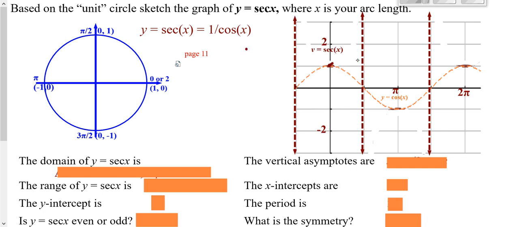reciprocal of 1 is 1. Reciprocal of a half is 2. Reciprocal of -1 is -1. Reciprocal of -1/2 is -2.